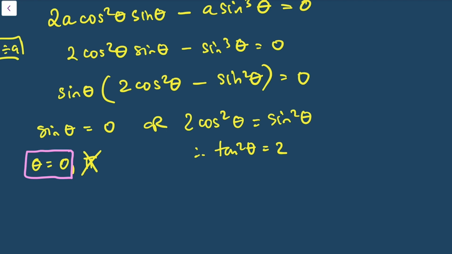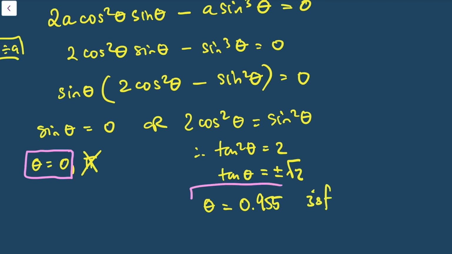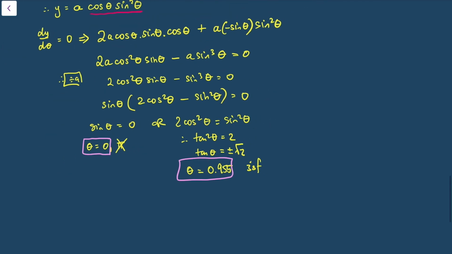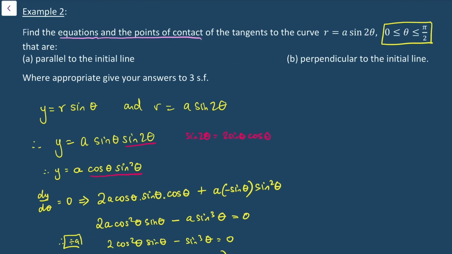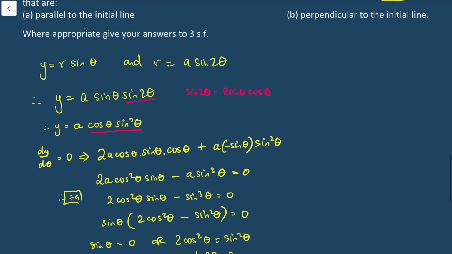And if I solve tan squared theta, well, I know that tan theta is equal to plus minus root 2. And I'm going to focus on the positive only. So theta is equal to arctan of root 2, which is going to give me 0.955 to 3SF. Right. So remember, initially I'm trying to find the points of contact and the equations.